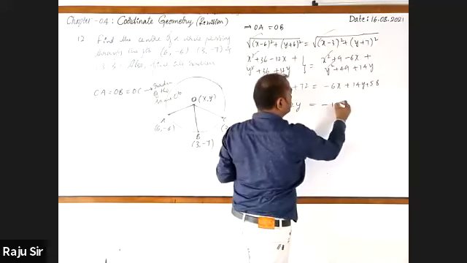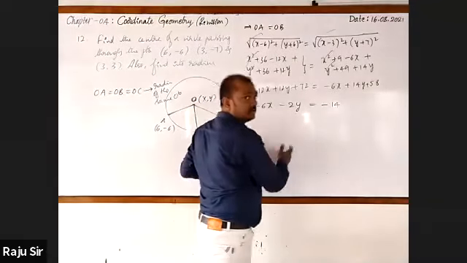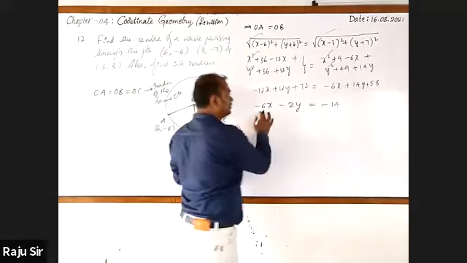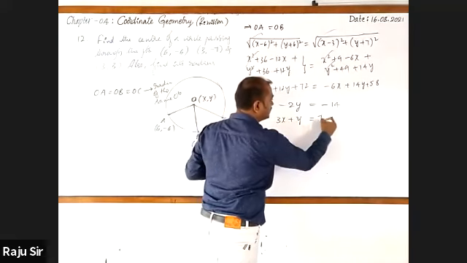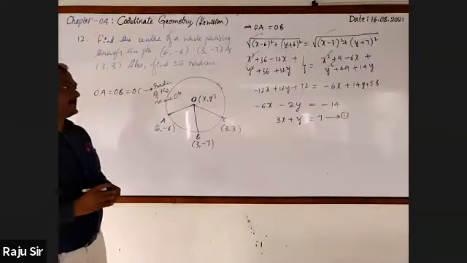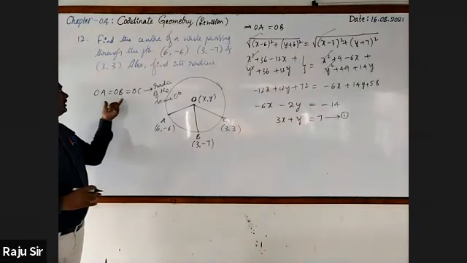That is minus 14, hmm, all are multiples of 2. Divide by minus 2. Dividing by minus 2 we get 3x plus y is equal to 7. You may call it equation 1. Equation 1 is formed from AO and BO.